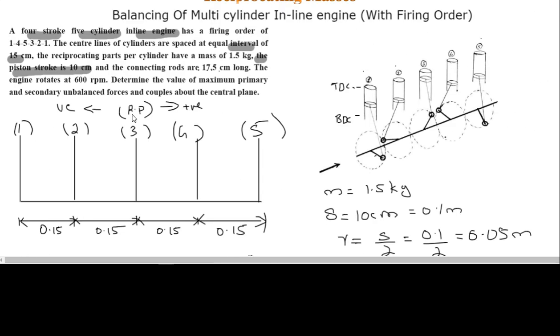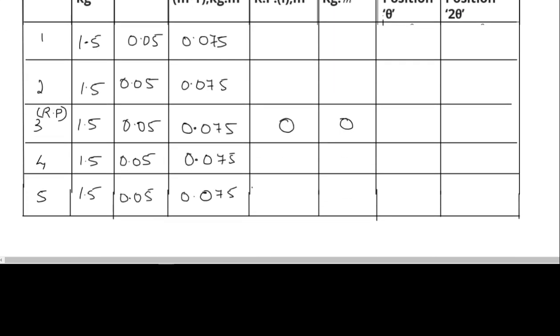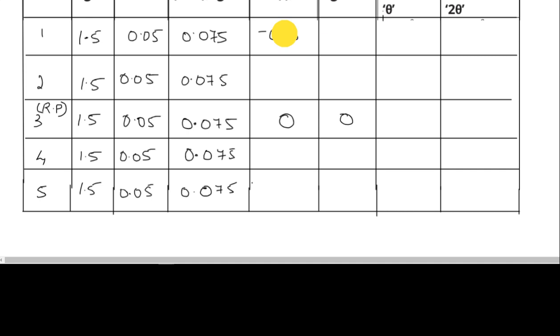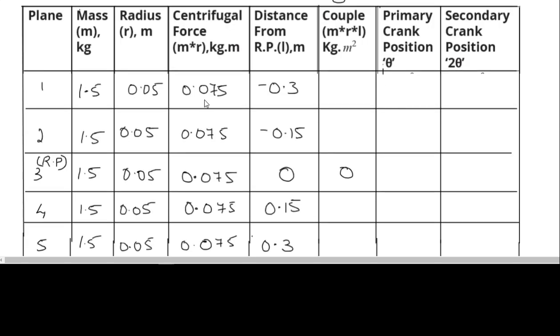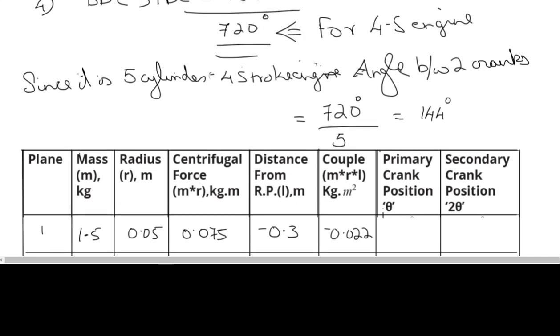Let's see. 3 is our reference plane, so the distance from 3 to 1 is negative 0.15 plus 0.15, so that will be negative 0.3. Crank 2 will be negative 0.15, 3 is our reference plane, this will be positive 0.15, and the last one, the outer crank, will be 0.3. The couple MRL, which is this centrifugal force times distance, we get as 0.022 for the first one, negative 0.011, and for the third one 0.011 and 0.022.